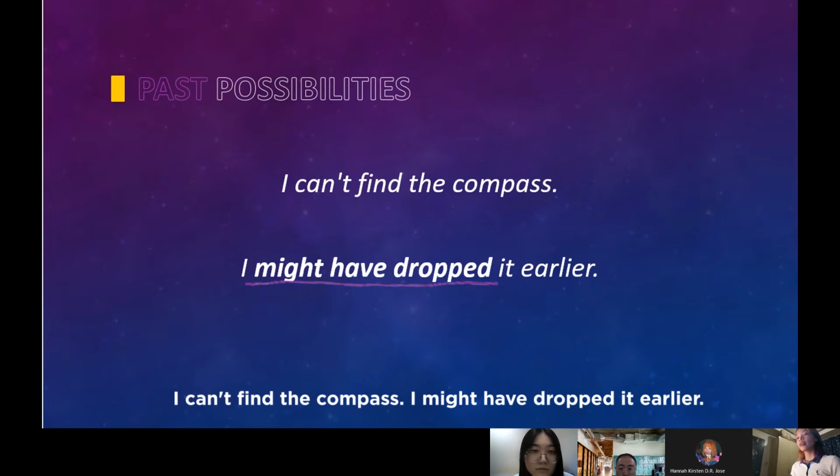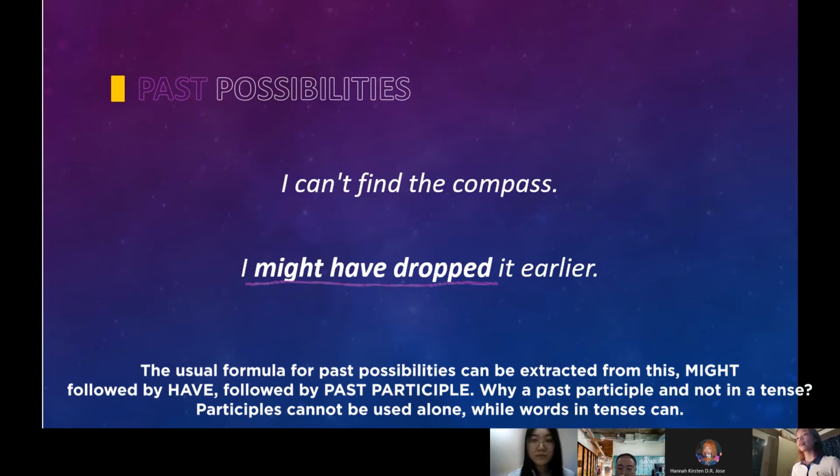I can't find the compass. I might have dropped it earlier. The usual formula for past possibilities can be extracted from this. Might, followed by have, followed by past participle. Why a past participle, you may ask, and not in a tense? Well, participles cannot be used alone, while words and tenses can.